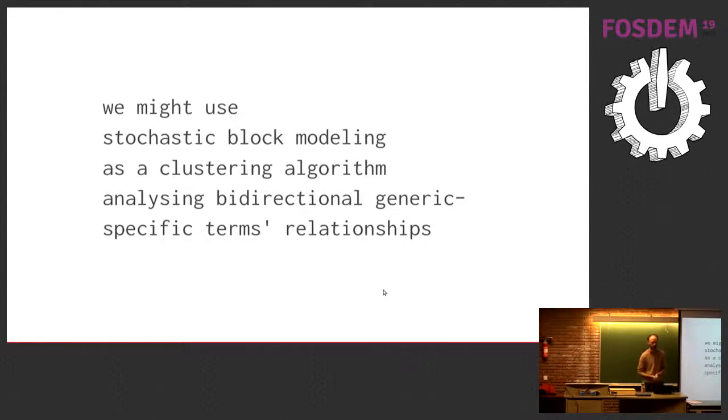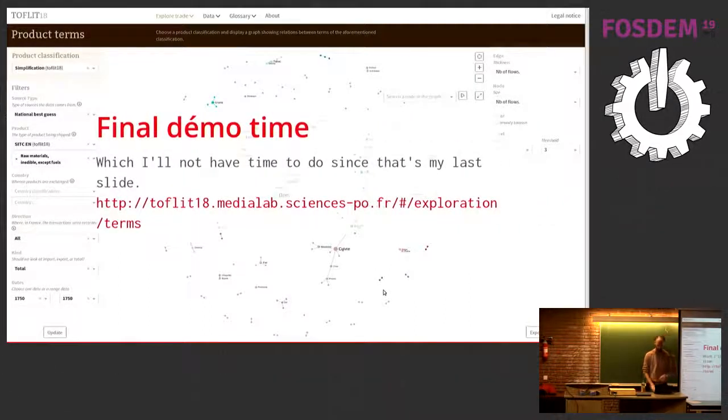Actually, one of my wishes is to one day use the stochastic block modeling we're using on other networks as a clustering algorithm, not the Louvain one, to analyze these bidirectional generic-specific term relationships. I don't have time to explain, sorry. The final demo I will not do, because that's the last slide, and I don't have time anymore. But you can actually compute those networks using a large list of filters to fit your needs.